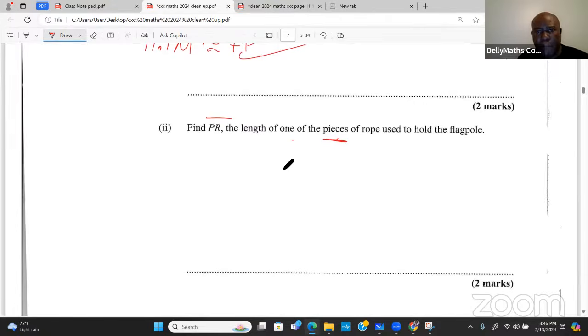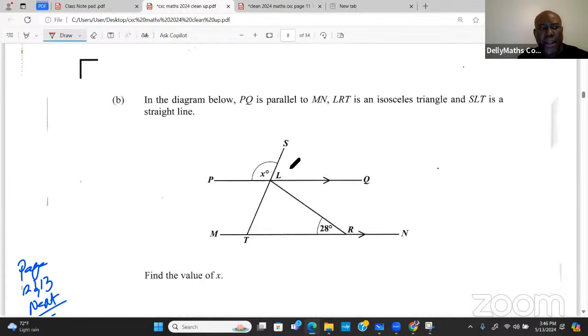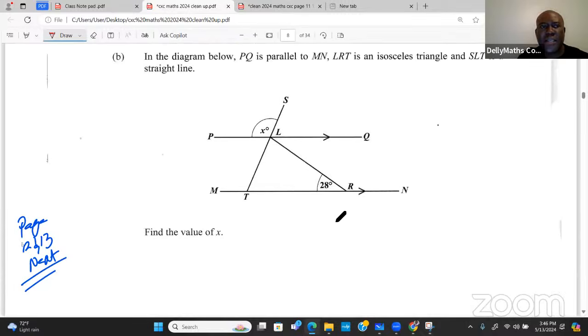All right, let's keep going. Let's take a look at this question. So this question says, in the diagram below, PQ is parallel to MN.